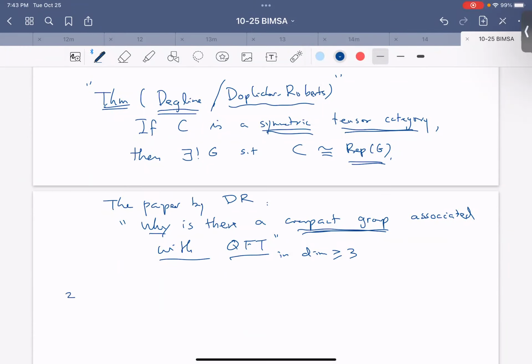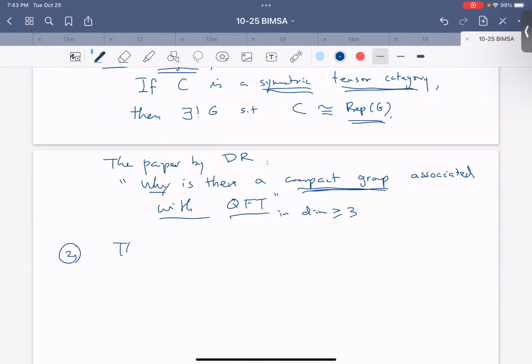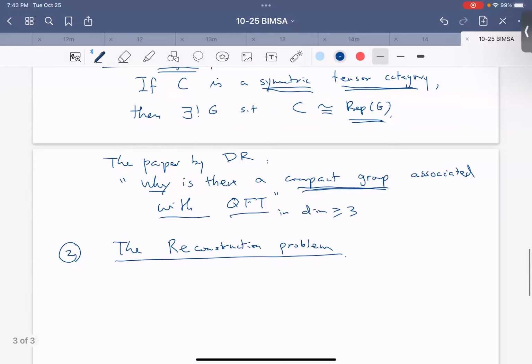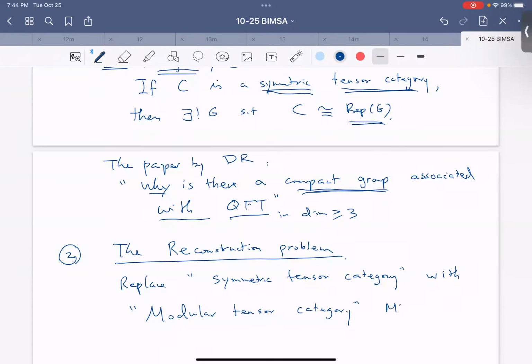Okay, so let me go on to the second part, which is the reconstruction problem. Okay. So what replaces the symmetric tensor category in the case of the reconstruction problem is the modular tensor category. So we're going to replace this symmetric tensor category with modular tensor category. Okay, so MTC for short.